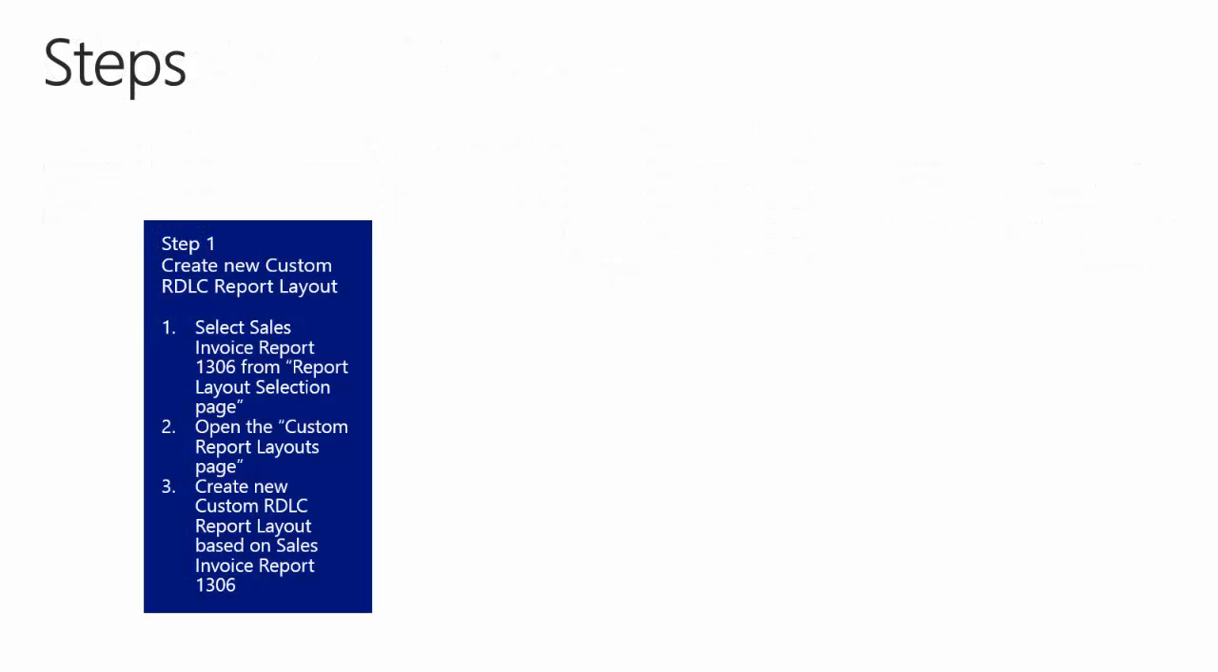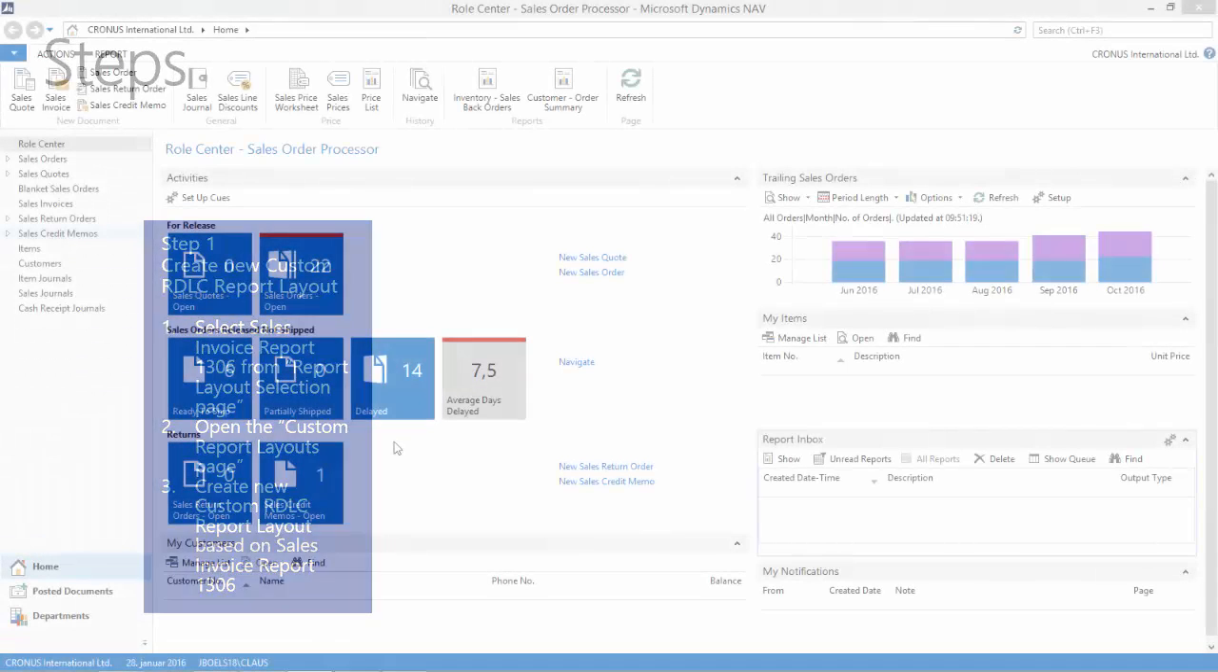Step number 1. Create new custom RDLC report layout. We will select Sales Invoice Report 1306 from the Report Layout selection page. We will then open up the Custom Report Layouts page, and then we will create a new custom RDLC report layout based on the Sales Invoice Report 1306.